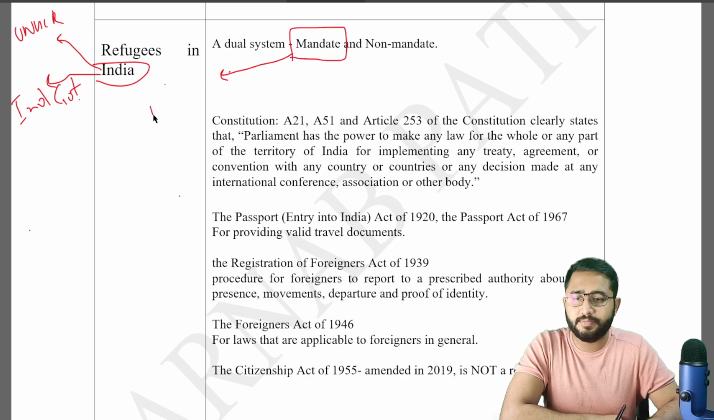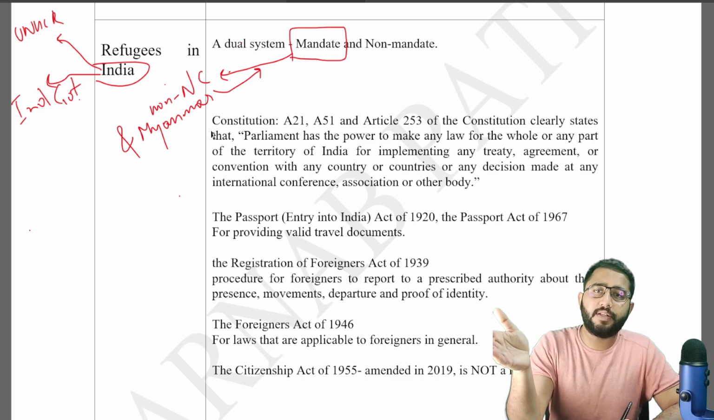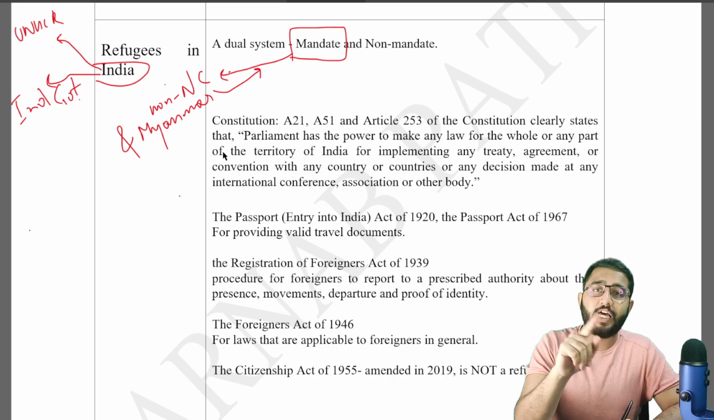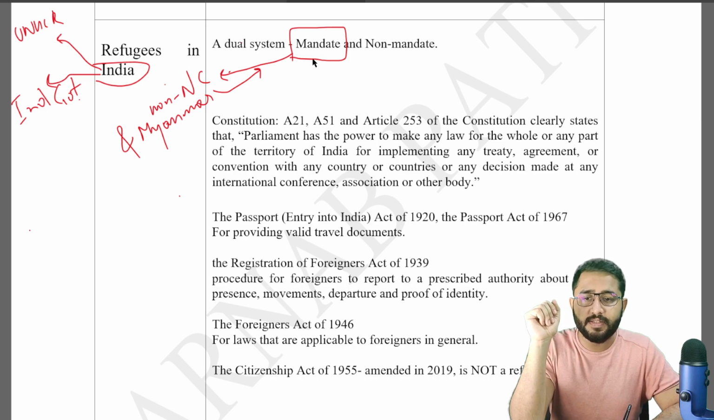non-neighboring countries and Myanmar. Any person who is coming into India from non-neighboring countries and Myanmar would be under the RSD of UNHCR. UNHCR will define the refugee status for these people. And because of this, they are known as mandate refugees.